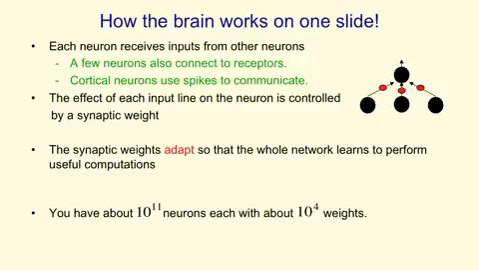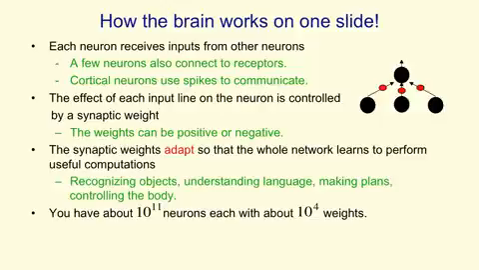The effect of an input line on a neuron is controlled by synaptic weight, which can be positive or negative. And these synaptic weights adapt. And by adapting these weights, the whole network learns to perform different kinds of computation. For example, recognizing objects, understanding language, making plans, controlling the movements of your body.